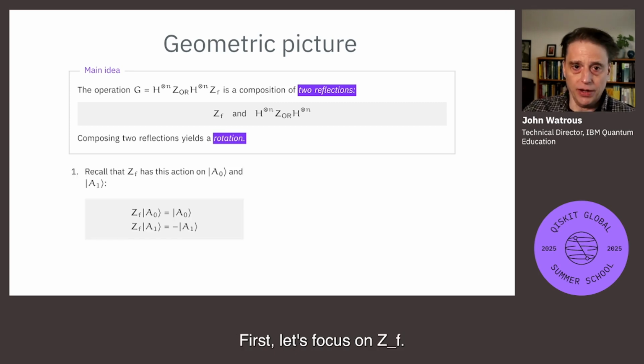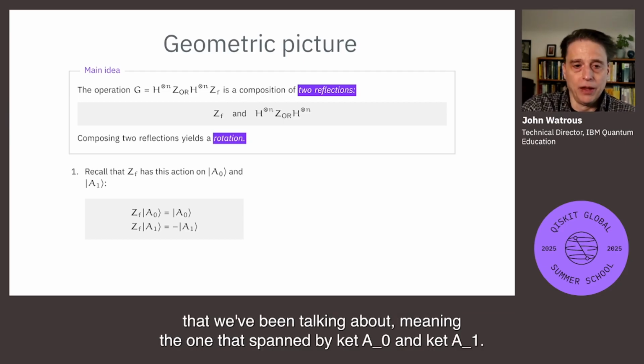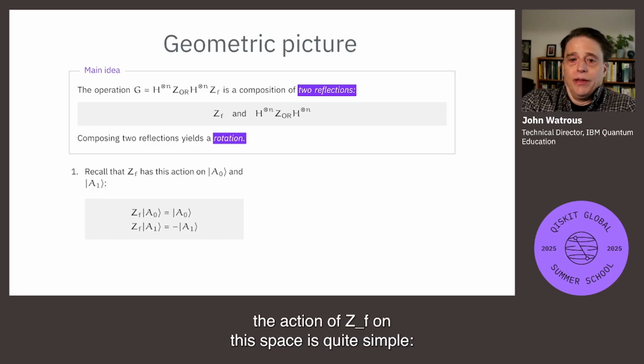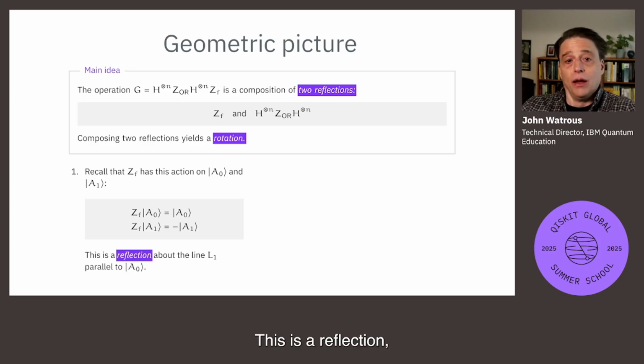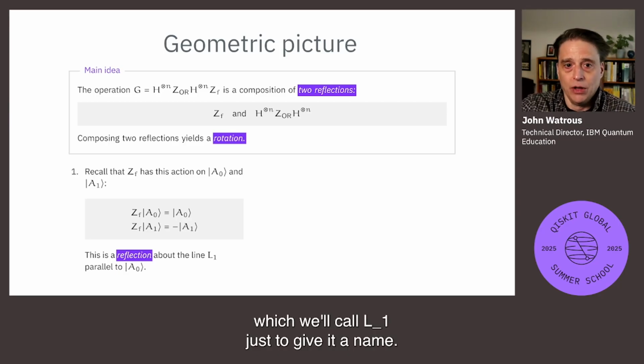First, let's focus on ZF. We're going to restrict our attention to the same 2-dimensional subspace that we've been talking about, meaning the one that's spanned by ket A0 and ket A1. As we already observed, the action of ZF on this space is quite simple. It does nothing to ket A0, and it puts a minus sign in front of ket A1. This is a reflection, and specifically, it's a reflection about the line parallel to ket A0, which we'll call L1 just to give it a name.